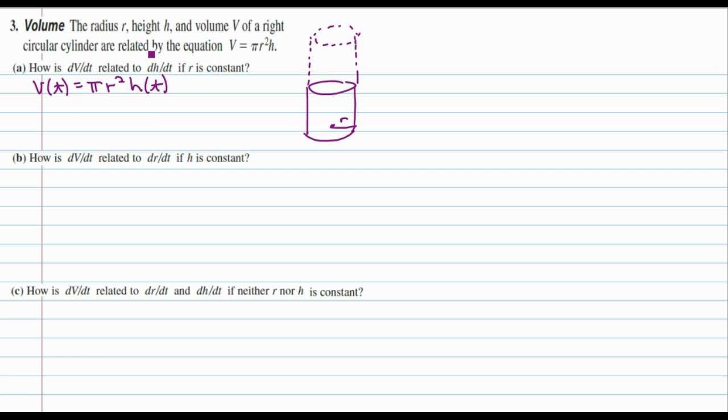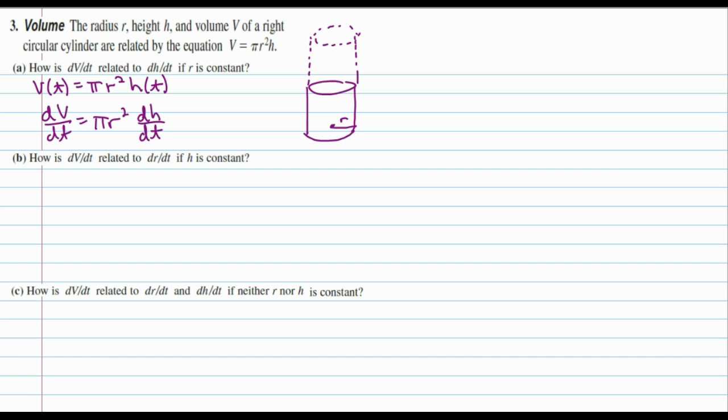So when I take the derivative of v of t, dv dt equals, now remember, r is a constant, so pi r squared is just a constant out in front. That radius is always 3 or whatever it is, times the derivative of h, which would be dh dt.